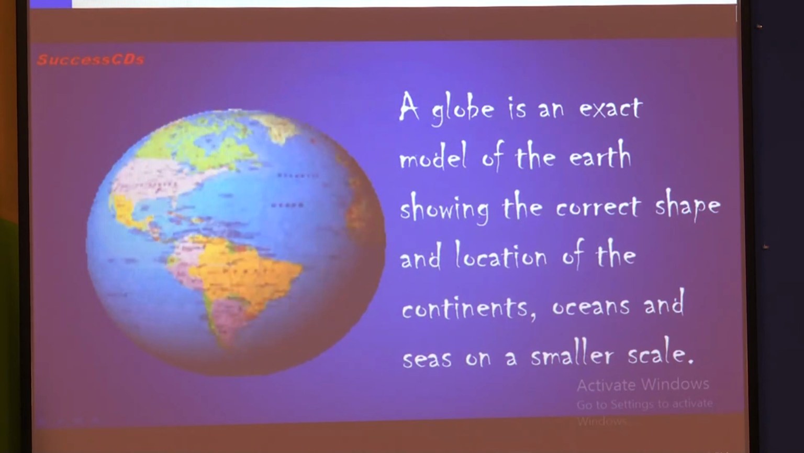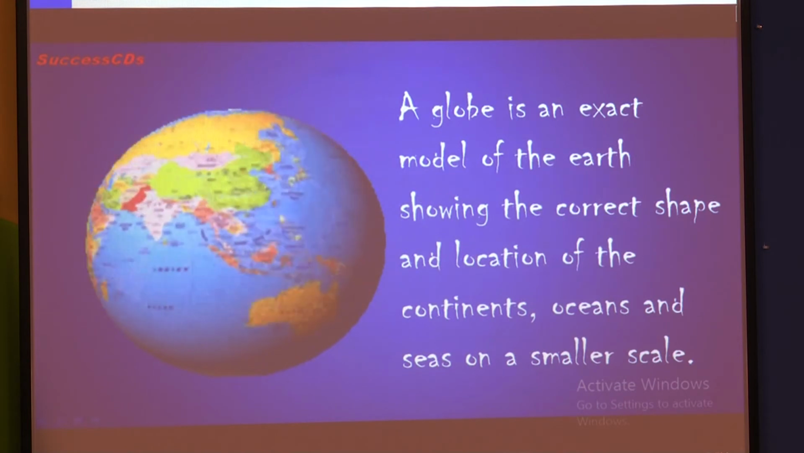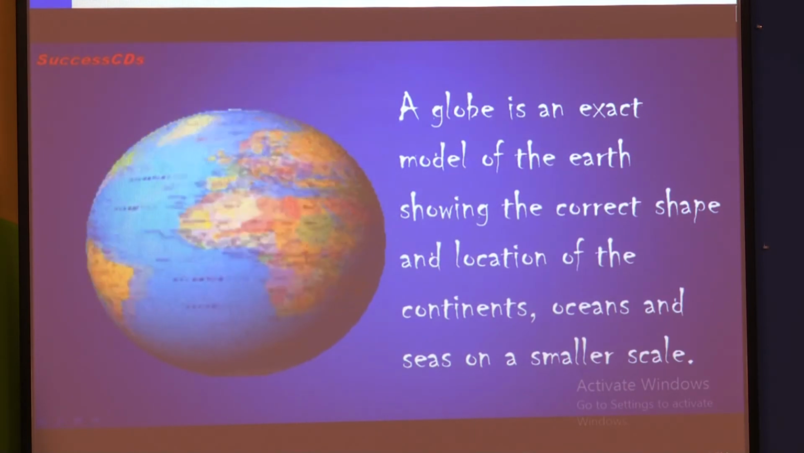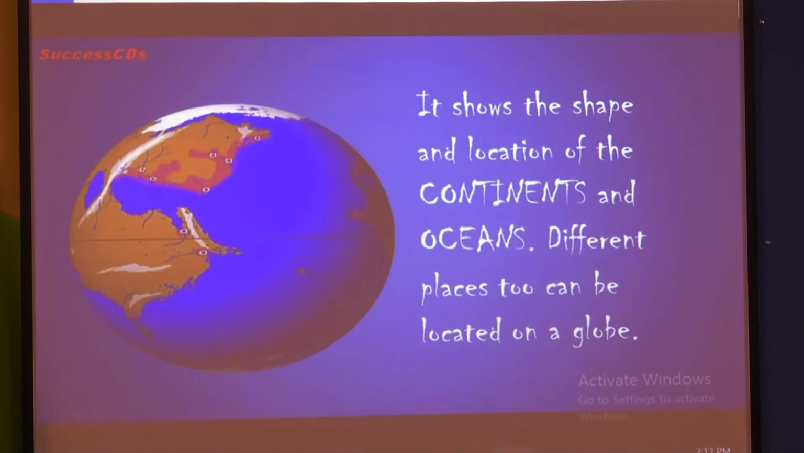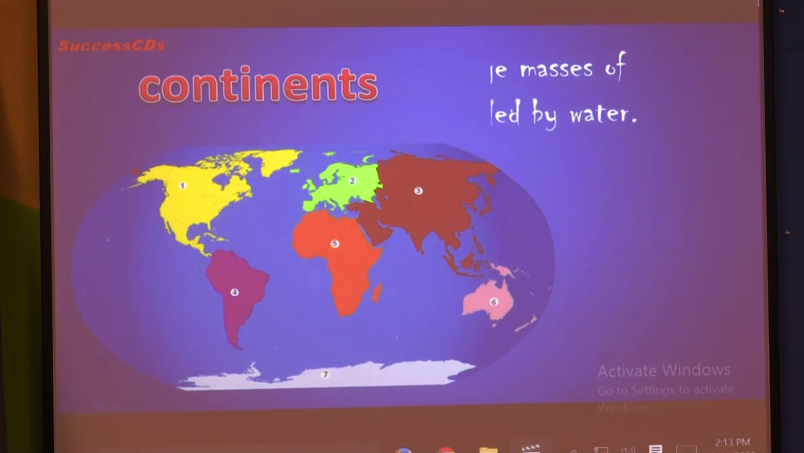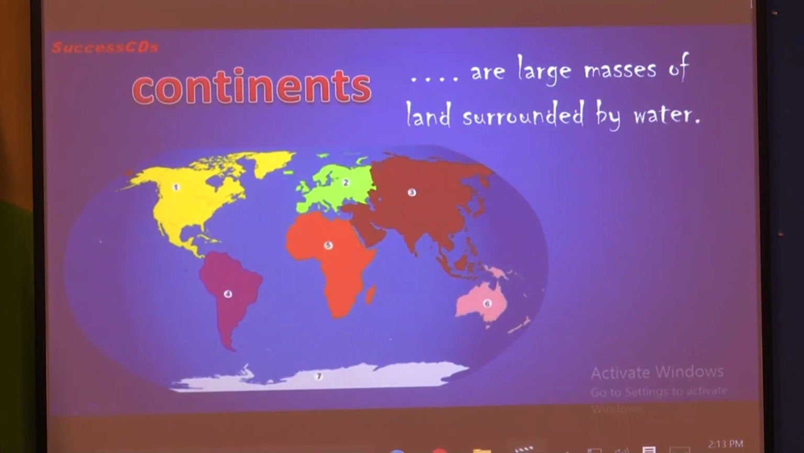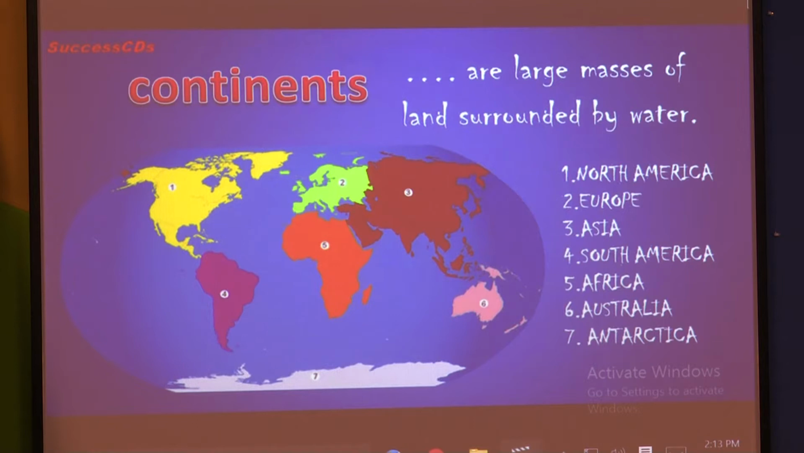A globe is an exact model of the Earth, showing the correct shape and location of the continents, oceans and seas on a smaller scale. It shows the shape and location of the continents and oceans, as I said, and different places too can be located on a globe. We all know that continents are large masses of land surrounded by water, and there are 7 continents: North America, Europe, Asia, South America, Africa, Australia and Antarctica.